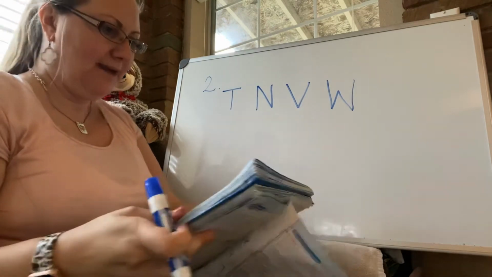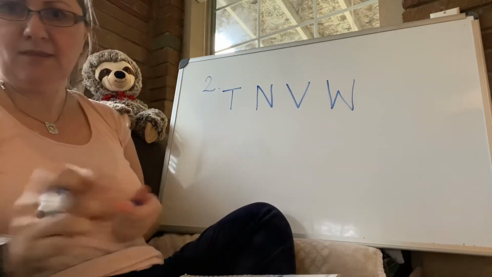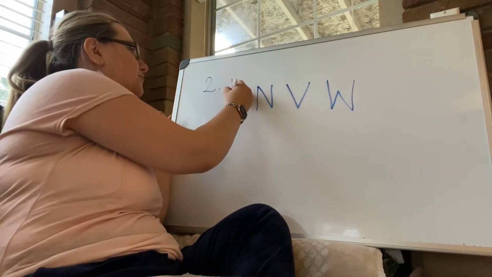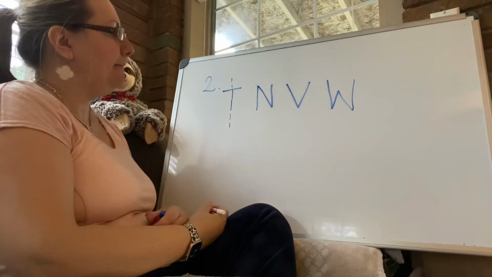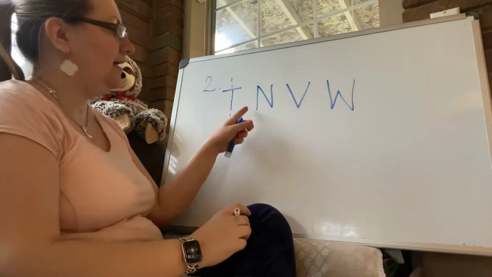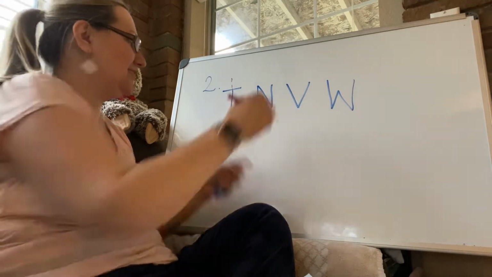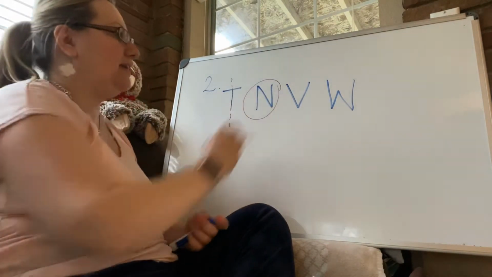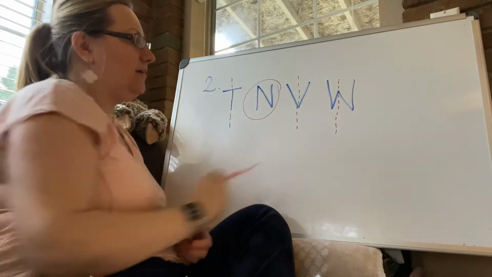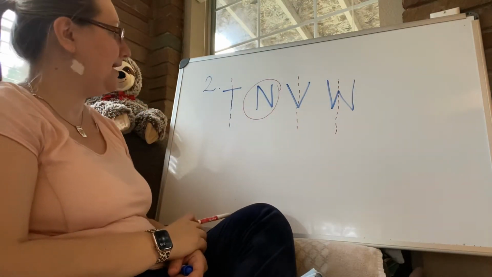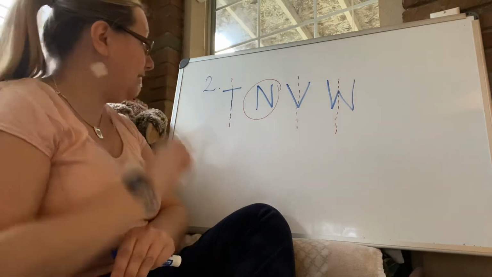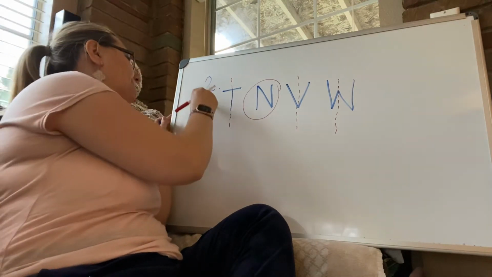Now, can you see that the T has a line of symmetry right through here? The N has no line of symmetry, so that is our answer. We believe the V does have a line of symmetry, and the W does have a line of symmetry. So the answer to number 2A is N.